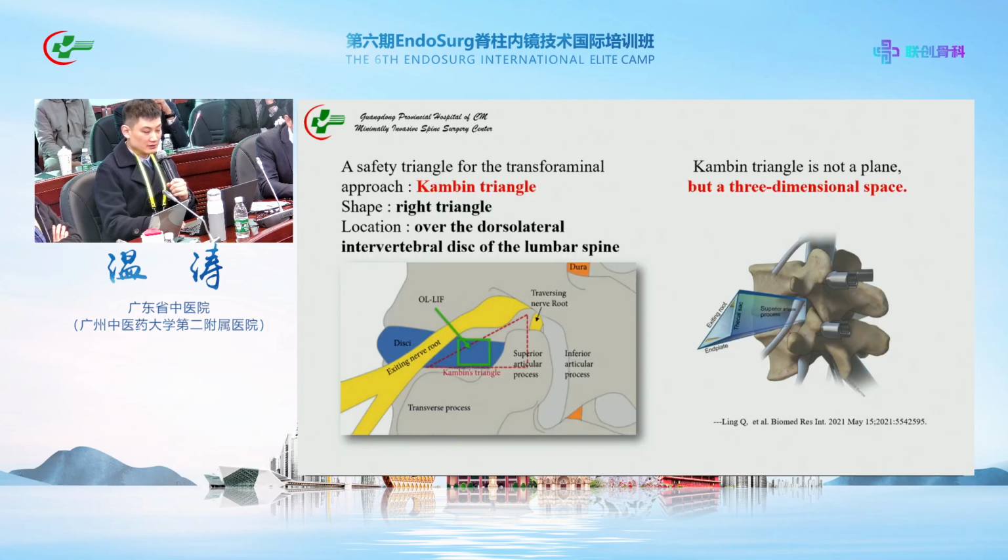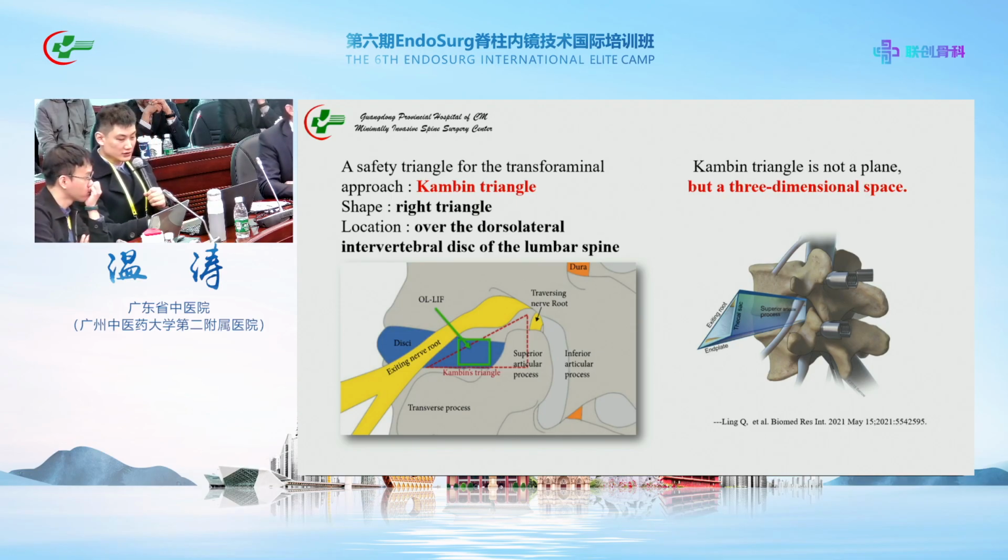And now we present a very important structure called Kambin's triangle. Kambin's triangle, we think, is the safety triangle for the transforaminal approach. It's shaped like a triangle and it is located over the dorsolateral side of the intervertebral disc. So Kambin's triangle is not just a plane, but a three-dimensional space.